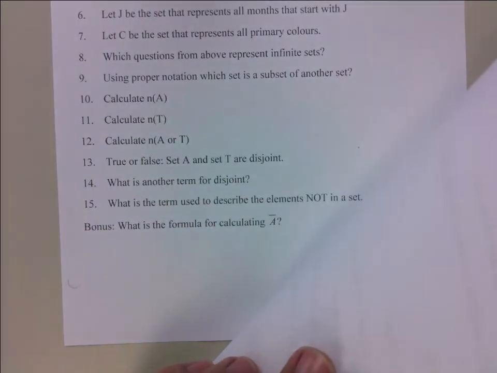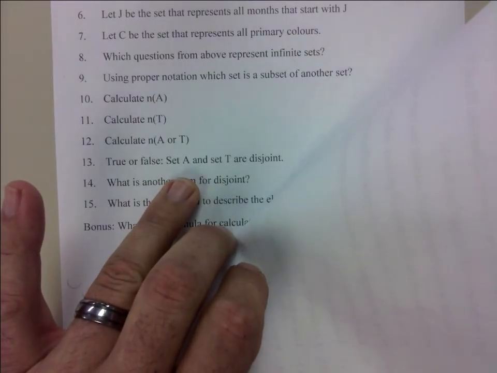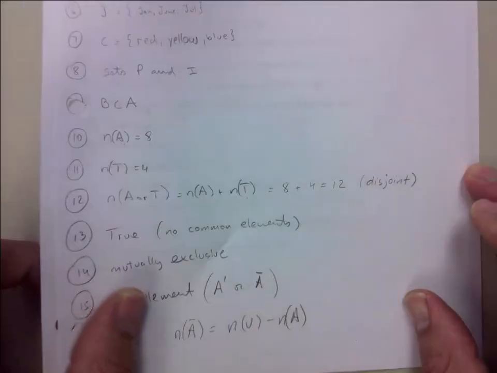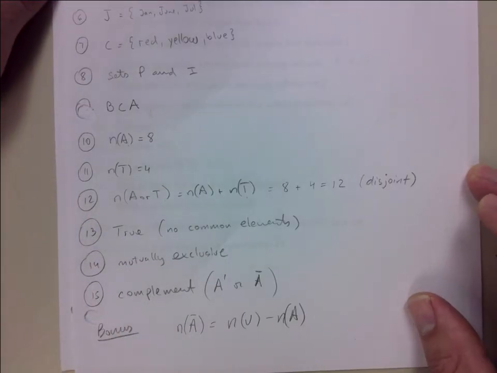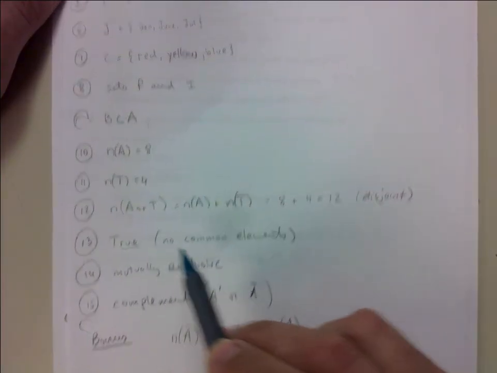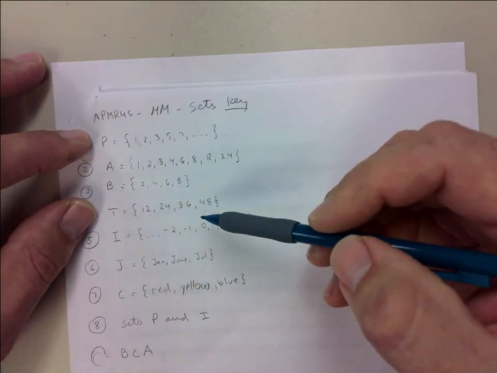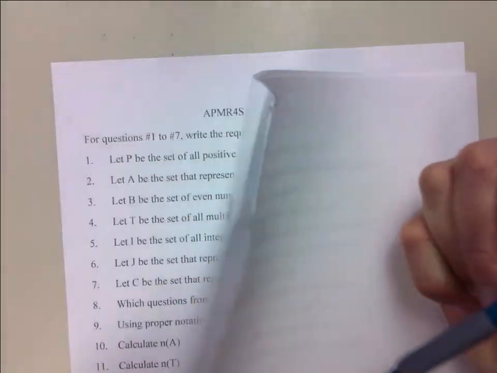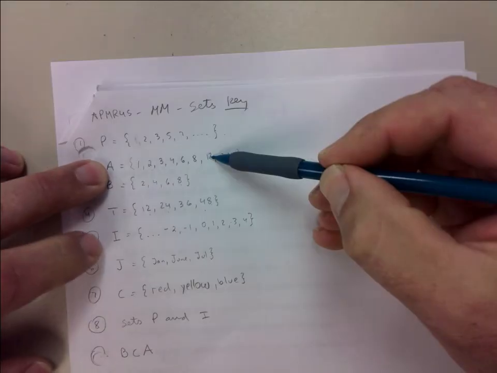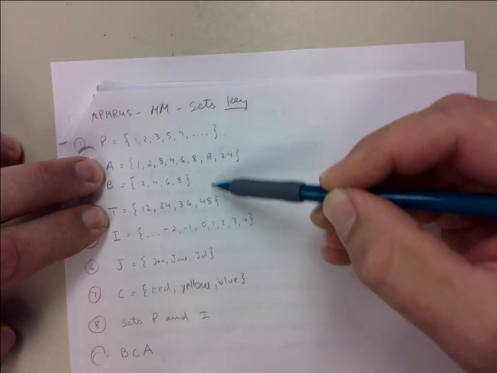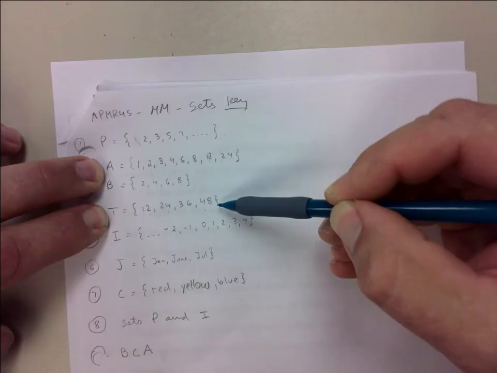13. What is 13 asking? True or false? Sets A and T, are they disjoint? And the answer is yes. Hold on. You have to think about that one a little bit, right? It is true, but it's asking for P and T. A and T, sorry. So this one and this one are supposedly disjoint.